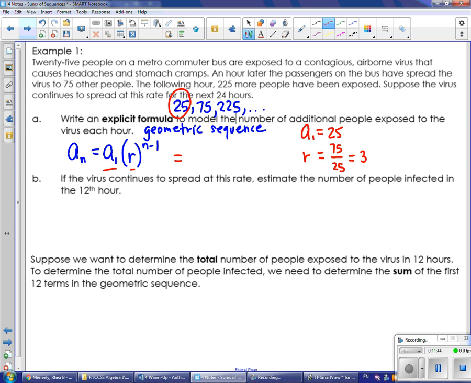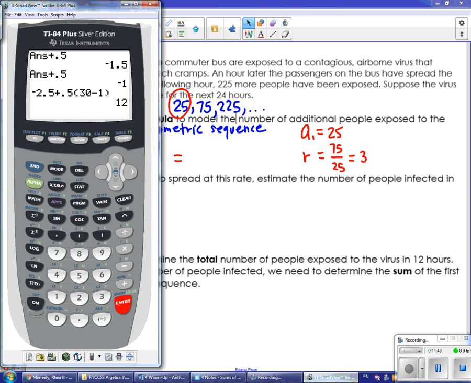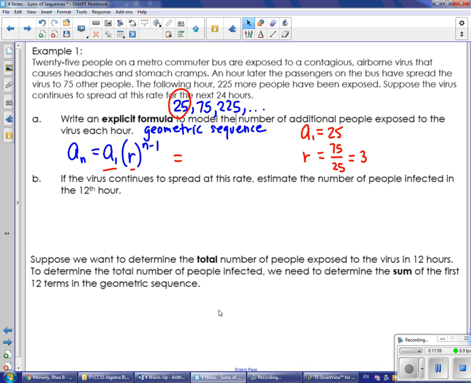And to check to make sure that it works, you can use your calculator. So if I take 25 times 3, I get 75. And if I take times 3 again, I can see that I get the 225. So I know that that is the pattern of this virus spreading. And so now I have the value for my initial term and the common ratio. So now let me go ahead and finish up my formula, right? 25 times 3 to the n minus 1.